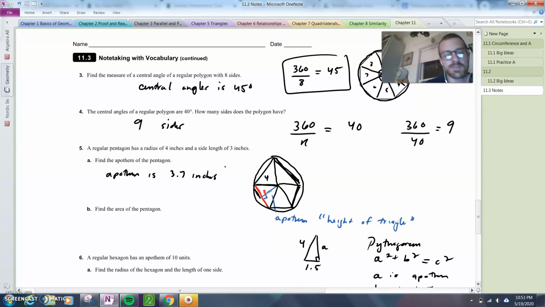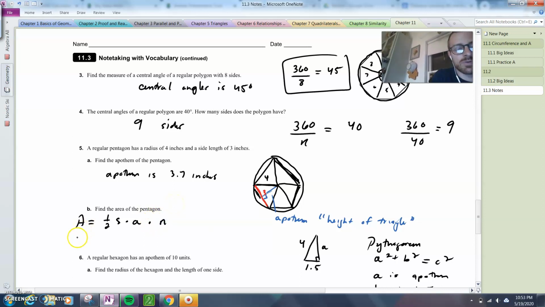Well, remember area is this formula here. It's kind of take the area of one of the little triangles, which is 1/2 base times height, or in other words, side length times the apothem. And then we need to multiply that by the number of triangles we have, which we just call n. So the area of this is going to be 1/2. The side length is 3. My apothem is 3.7. And the number of triangles we have is 5.